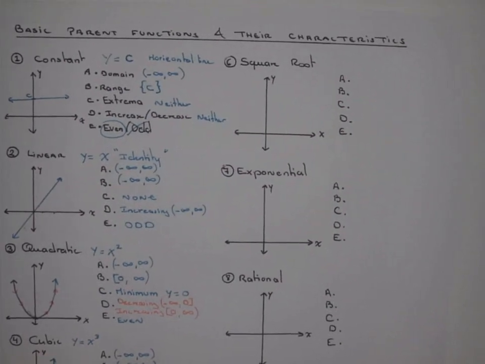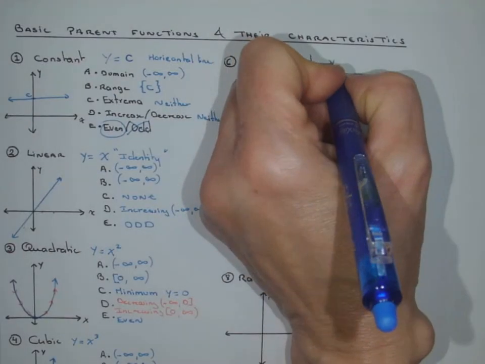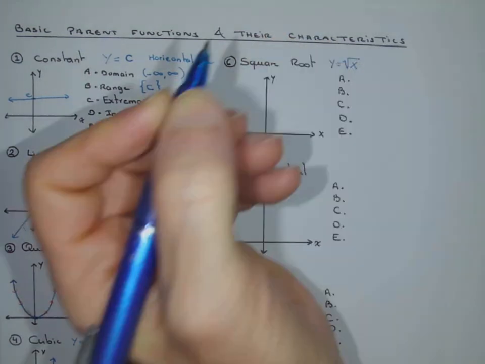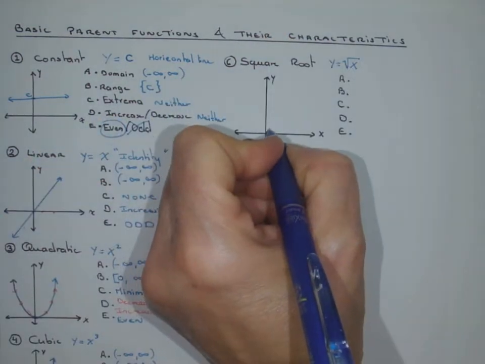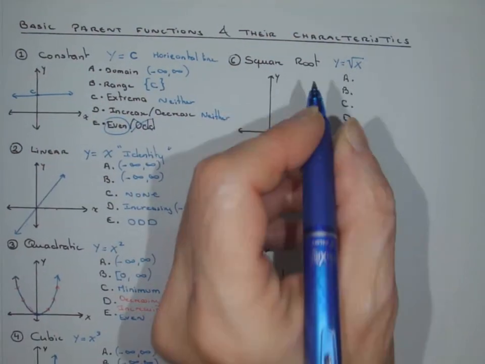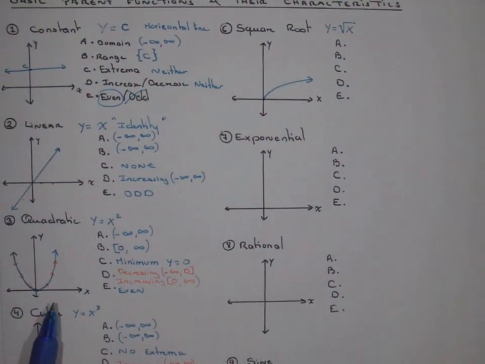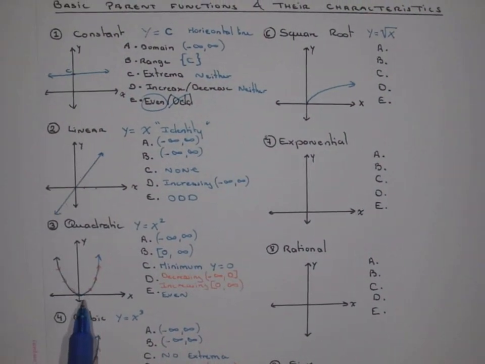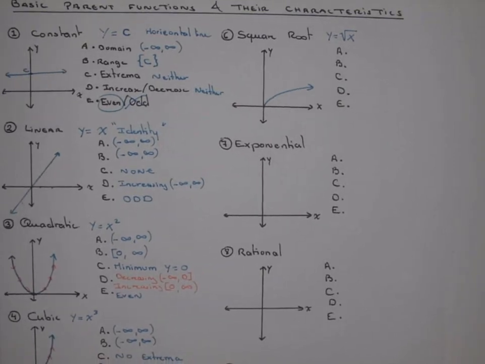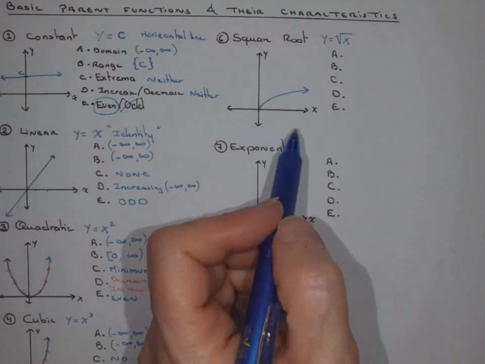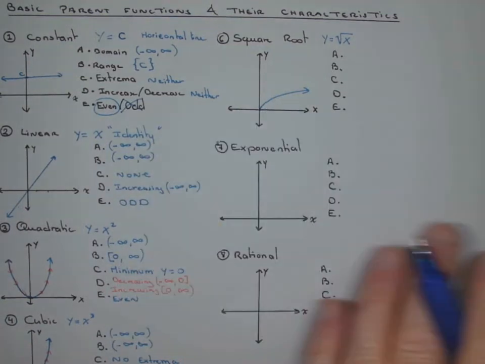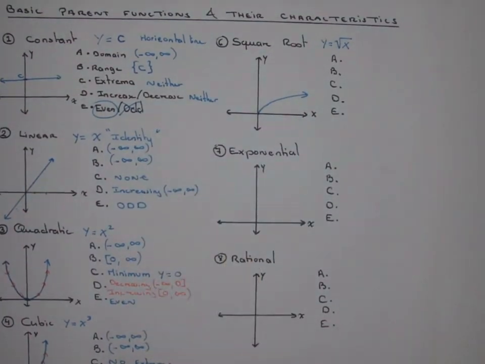Number 6 is the square root function, so that will be y is equal to the square root of x, and this will be like so, and that is really the inverse function of a parabola with a restriction, right? We will just have the one branch of the parabola graphed here, not both of them. So this is your square root function.